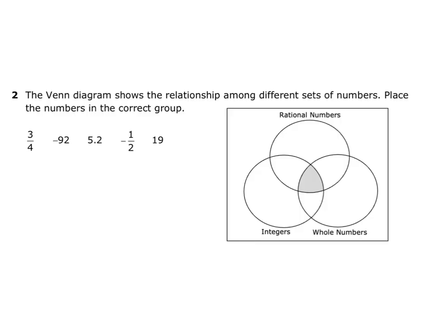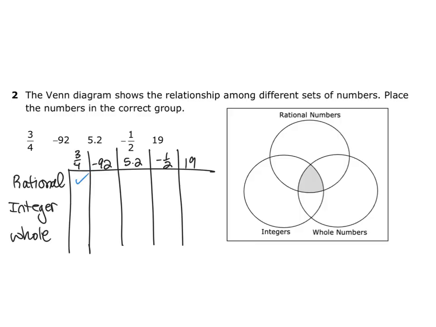All of these numbers appear to be simplified, so let's think about where they belong. So 3/4 is rational because it's the ratio of 3 to 4. It's not an integer though. Negative 92 is rational and it is an integer, but it's not a whole number. 5.2 is rational, but it's not an integer or a whole number. Negative 1/2 is rational, but it's not an integer or a whole number. And 19 is rational, an integer, and a whole number. Great, so now they're classified.